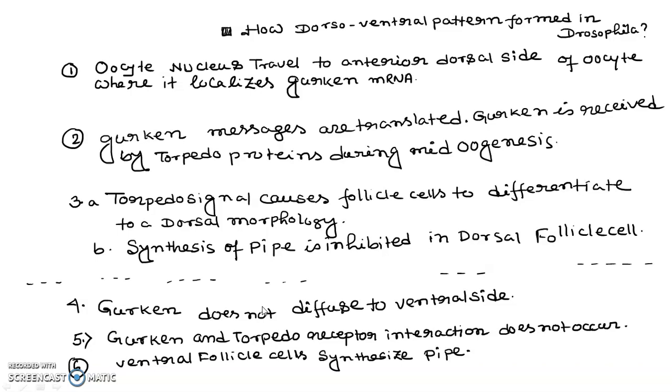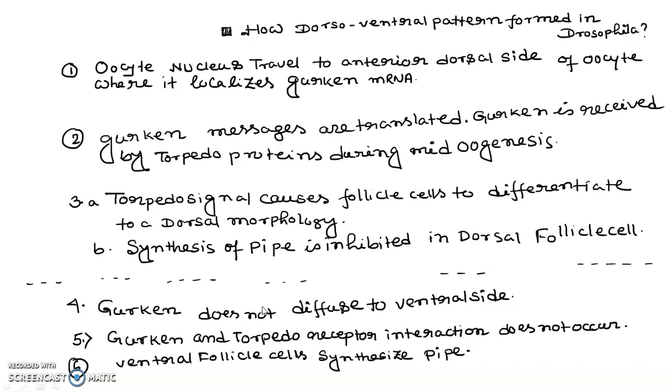Today, I will discuss how dorsoventral axis or pattern formation occurs in the Drosophila embryo. You all know that we have already discussed in previous lectures how anterior-posterior axis formation occurs in Drosophila, how bicoid and nanos genes are involved, and we have also seen how segmentation occurs in Drosophila. Now, in this lecture I will discuss how dorsoventral pattern forms in Drosophila.